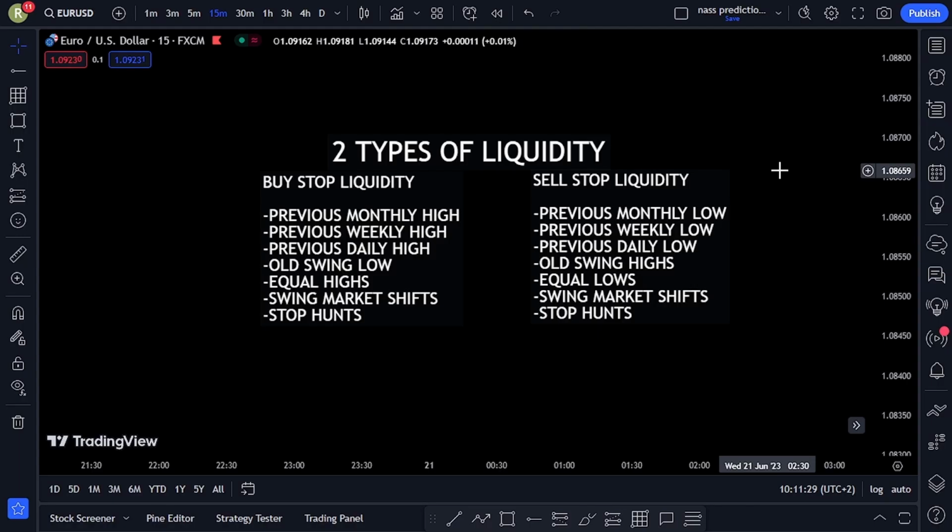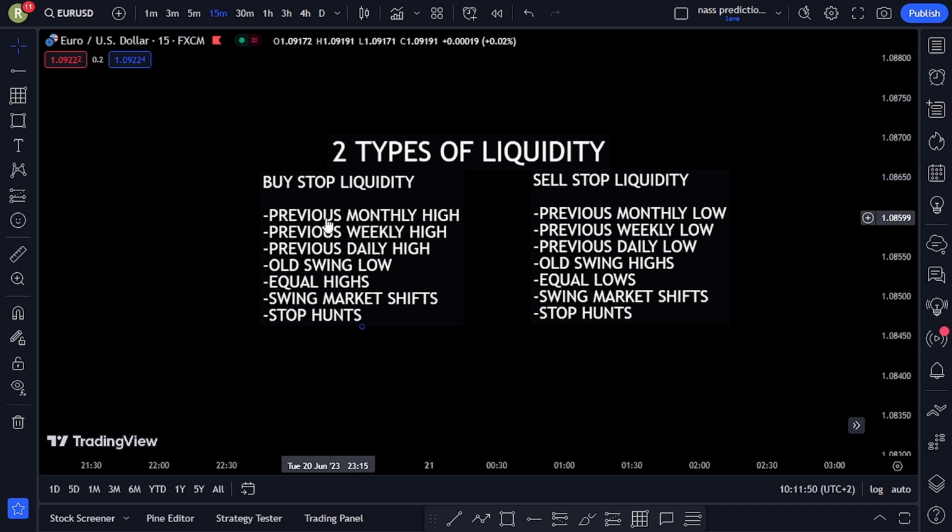So before we get started, it's important to know what liquidity is. Liquidity is to reduce the buyers and sellers in the market, which will cause the brokers to make more money. And second of all, it is for the big institutions to get their orders filled in the market. There are only two types of liquidity in the market: buy stop liquidity and sell stop liquidity.